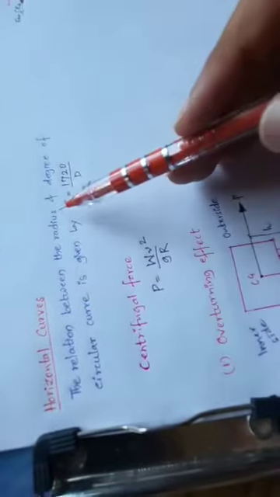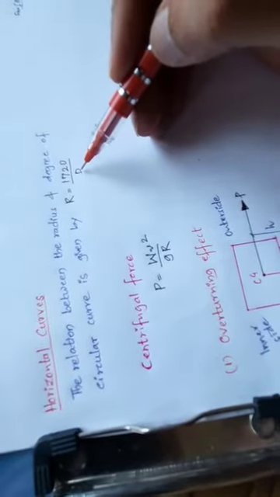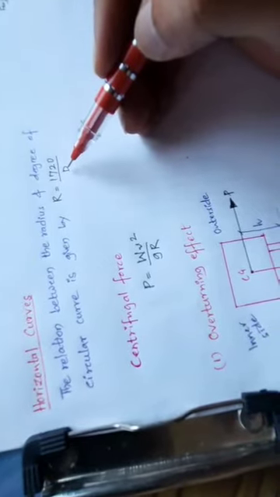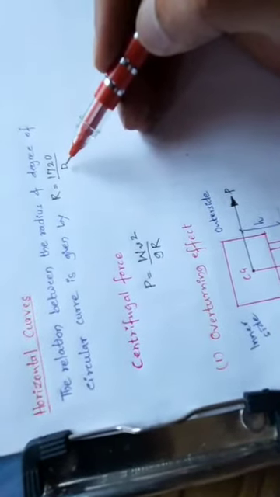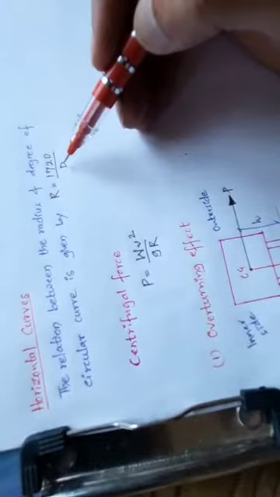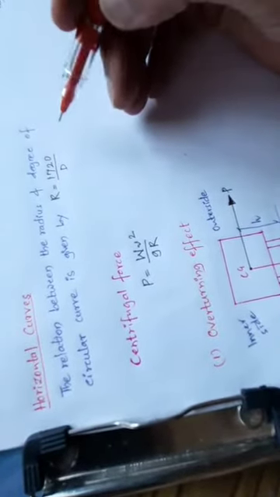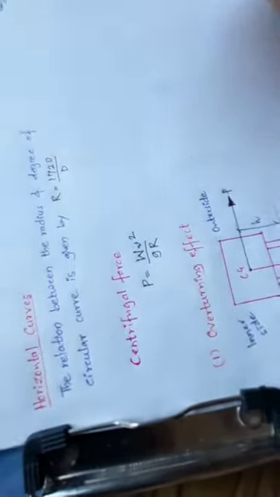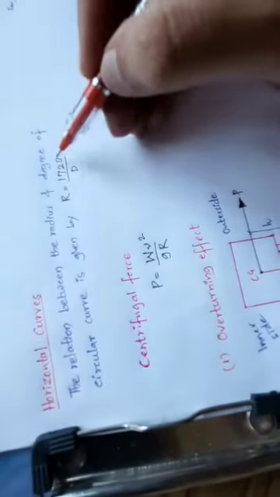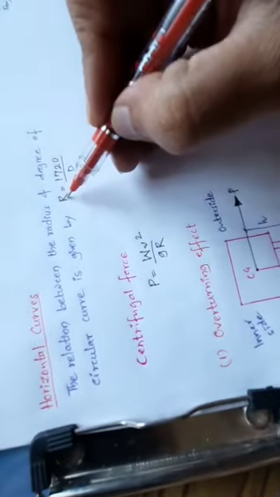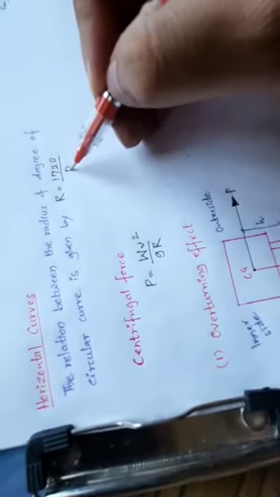The relation between the radius and the degree of the circular curve is given by R is equal to 1720 divided by D, which is derived by taking an arc length of 30 meters. With this we find the relation R D by 180 is equal to 30. When you convert the radians into degrees, we get R is equal to 1720 divided by D, where R is the radius of the curve and D is the degree of the curve.